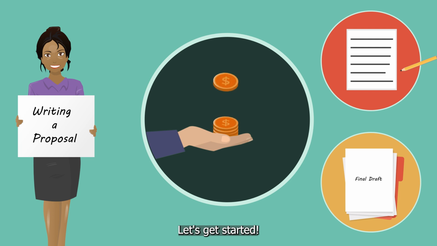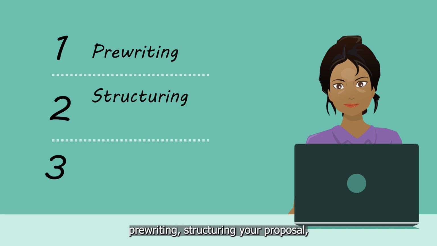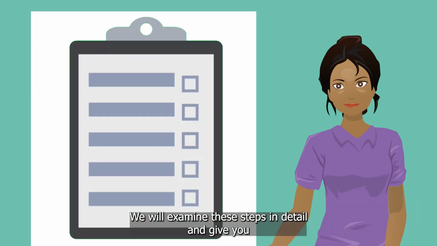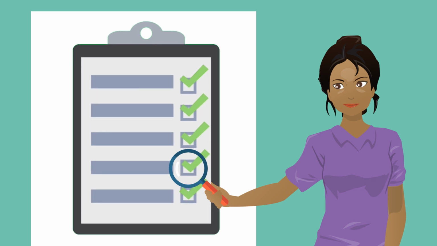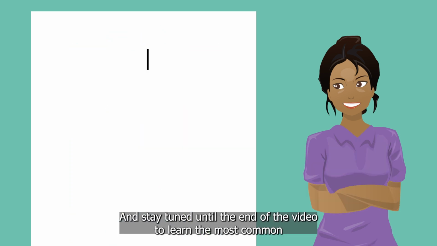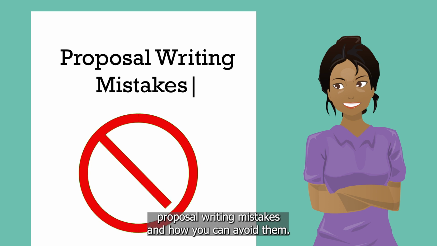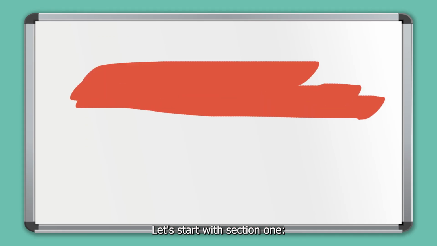Let's get started. There are three main steps to writing an effective proposal: pre-writing, structuring your proposal, and drafting, revising, and editing. We will examine these steps in detail and give you actionable tips to create great grant proposals. And stay tuned until the end of the video to learn the most common proposal writing mistakes and how you can avoid them. Let's start with Section 1.